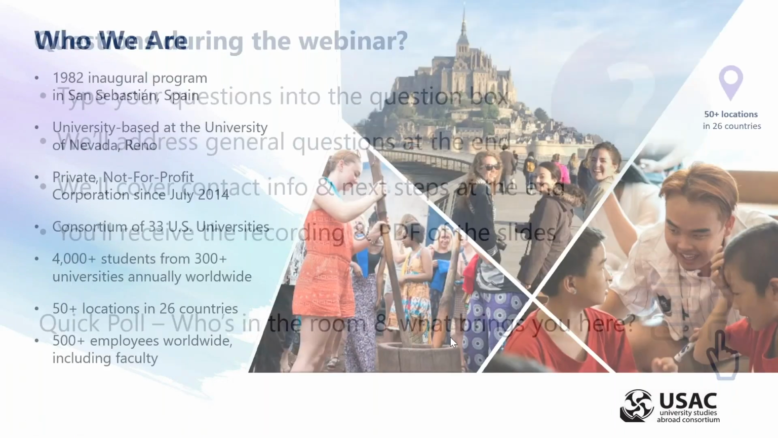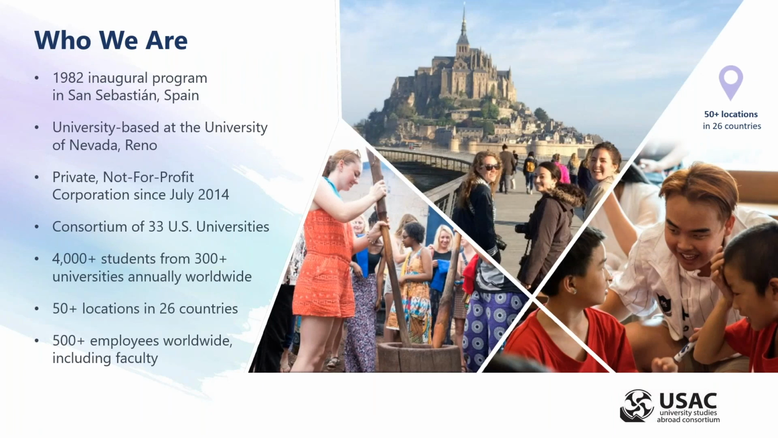So next up is going to be Joel to just give you a little bit of background information about USAC. Yeah, absolutely. So for those of you that are completely new to USAC, hopefully this is a good snapshot about who we are and what we offer. So USAC, we have been a study abroad organization for nearly 40 years. Our roots are in the Basque Country in northern Spain, where we launched our inaugural program in 1982 in San Sebastian, Spain. Since then, we have expanded now to over 50 locations in 26 different countries.